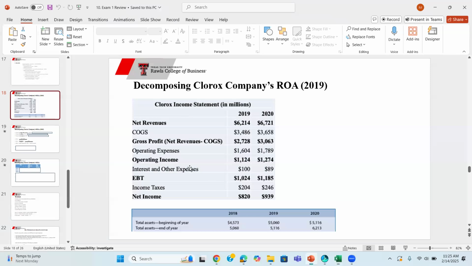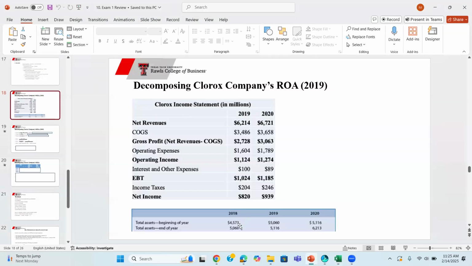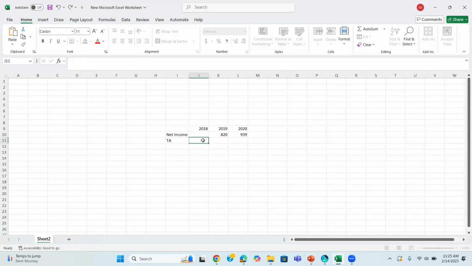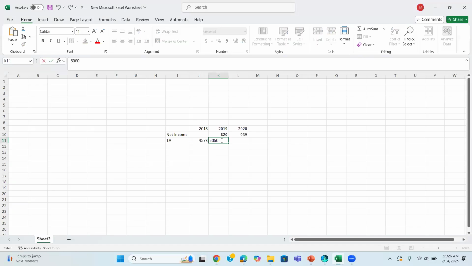And then we have total asset. So for total asset, TA, I can write for 2018, the beginning, 4573. So 4573 and 5060, or I can write it as a beginning too, for understanding, right?